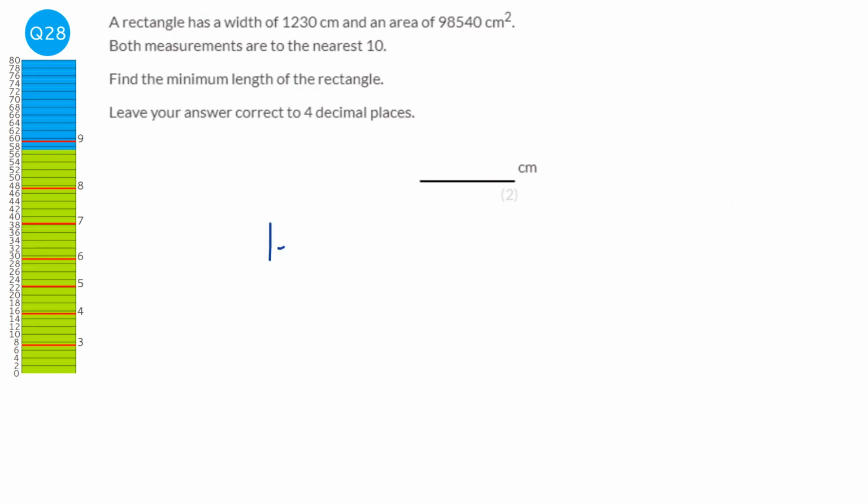To find the length of the rectangle, what we're going to do is we're going to get the area and we're going to divide it by the width.